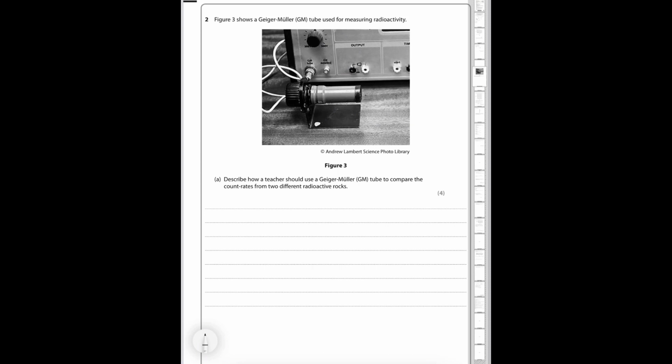Then they would put each rock one at a time in front of the tube, and for a known period of time, they would measure the count rate. Then you would swap the rock for the other rock and do exactly the same. For the same known period of time, you would measure the count rate on the Geiger-Müller tube. And you could repeat this several times for each rock to get the average count rate. And from your average count rate, you would then deduct the background rate to find the count rate for each rock.